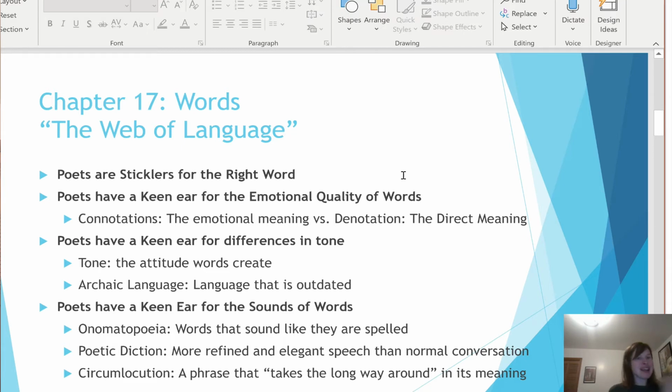So again, like I said, in our prose section, a lot of these terms were the foundation of terminology for literature. And as you can see here, we're starting to bring those terms back around, only we're using them for poetry instead of prose.